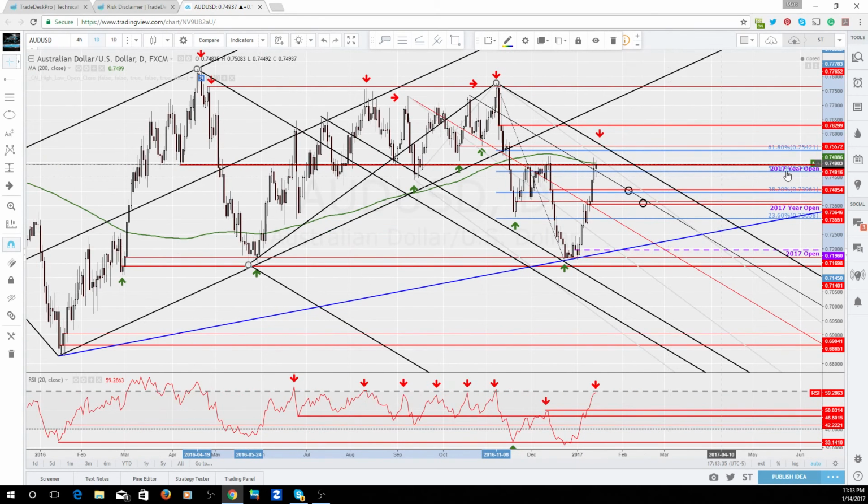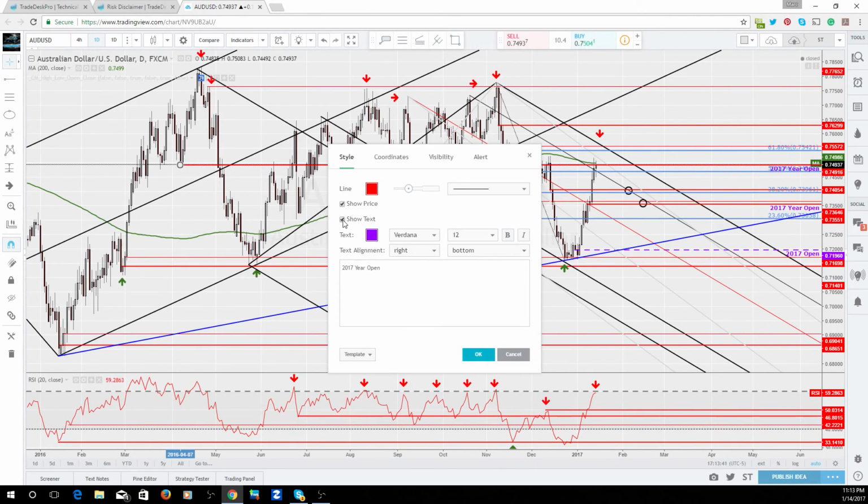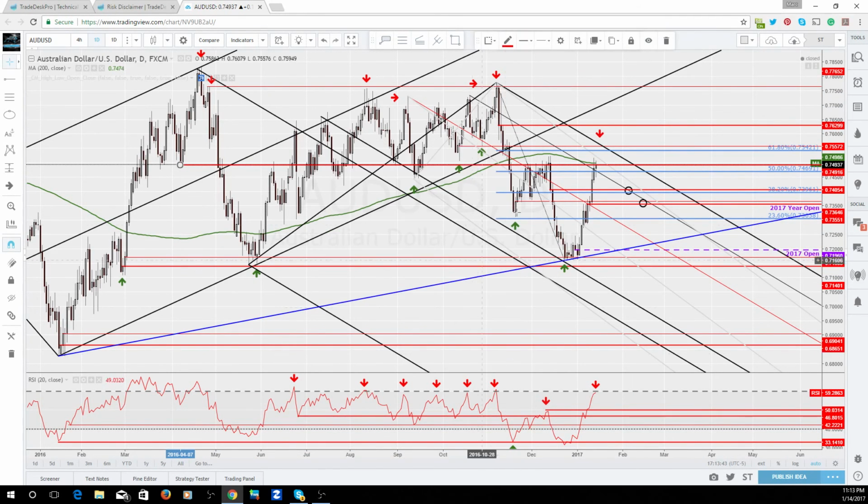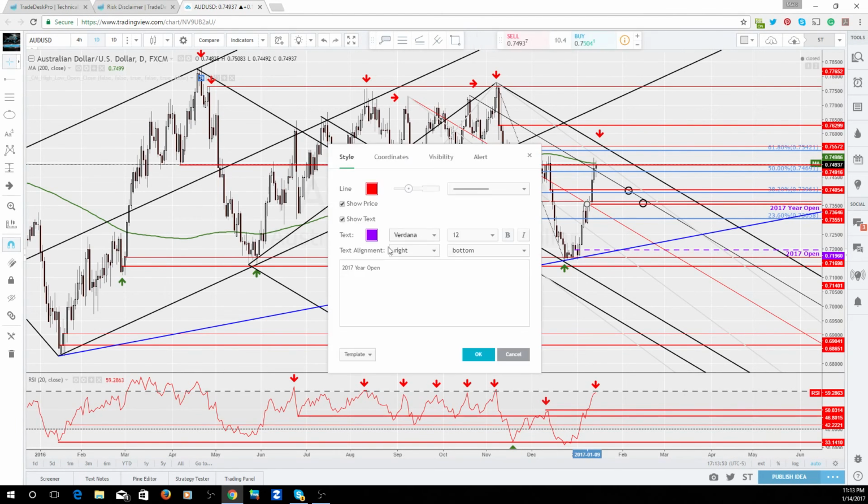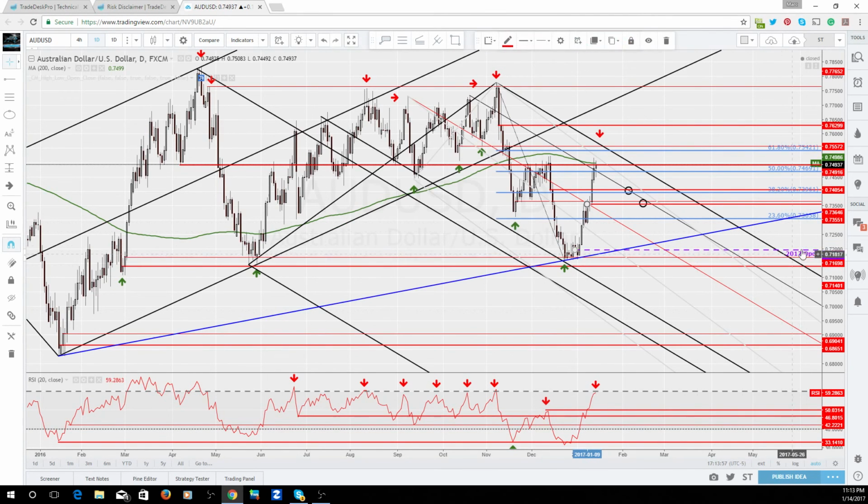Why is this? Sorry, I have to get rid of this because that's not the 2017 open. The 2017 open is... Oh, yeah, if I forget to take out the text, then it shows every time. The 2017 open is way down here.